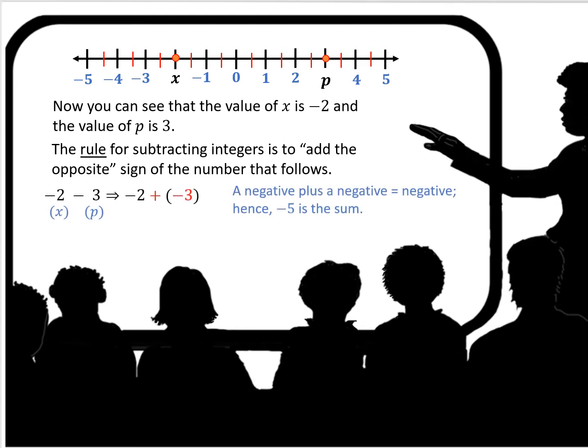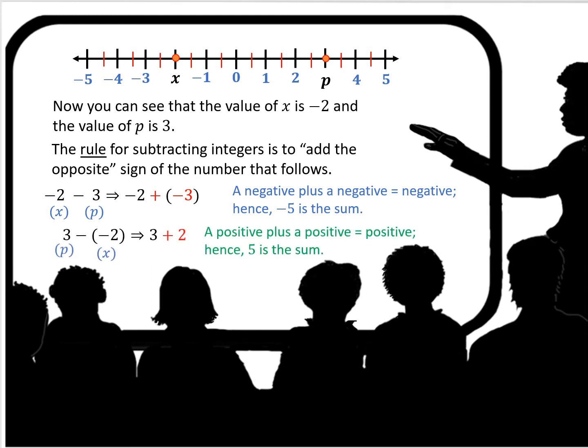The rule for subtracting integers is to add the opposite sign of the number that follows. So you see that x, negative 2, minus p, 3, is equivalent to negative 2 plus the additive inverse, negative 3. A negative plus a negative equals a negative, hence negative 5 is the sum.